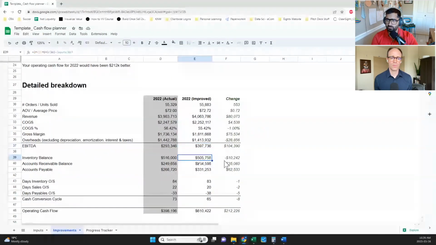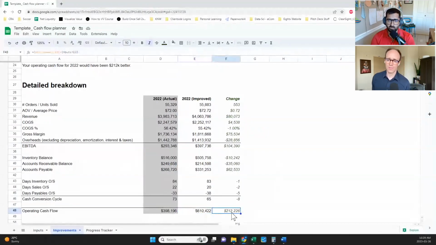We're asking you to collect AR a bit faster. So anyway, all these changes total up to an operating cash flow of $610,000, where it was $390,000 before. So that's, wow, a $200,000 difference. Now imagine having $200,000 extra cash, more cash than you had the prior year. And again, sometimes it's just that stress relief. Sometimes you don't do anything with it, but it's just there, and when you're ready to make a play with it, you can. But it's so much less stressful to run a business this way.